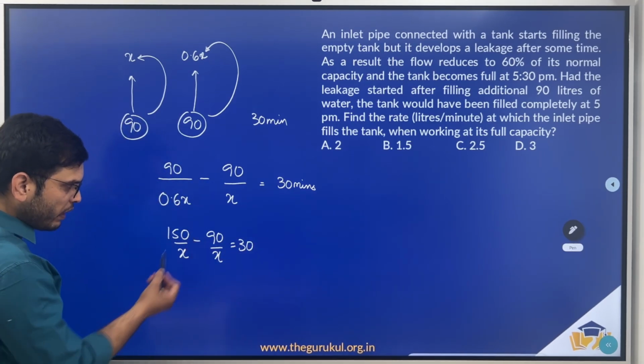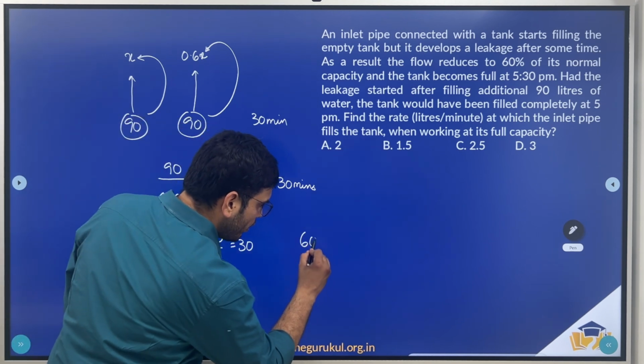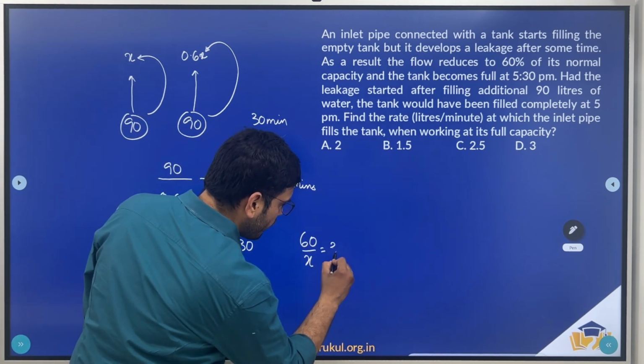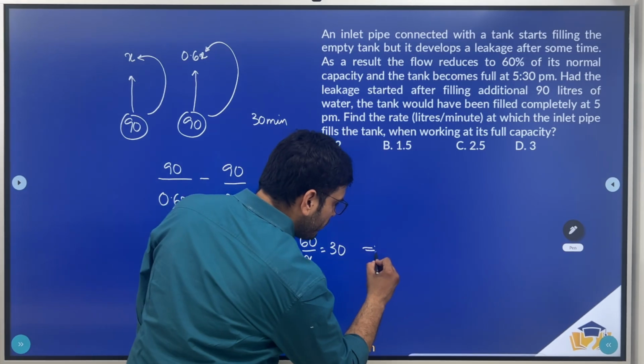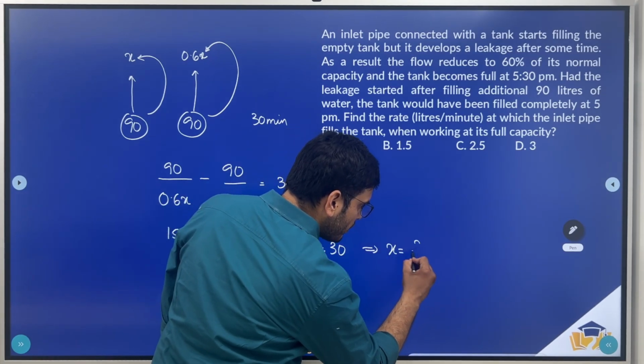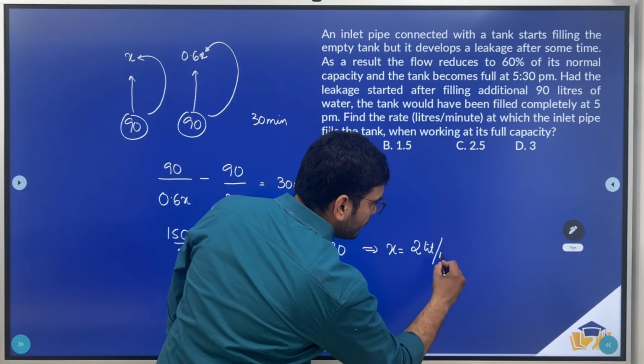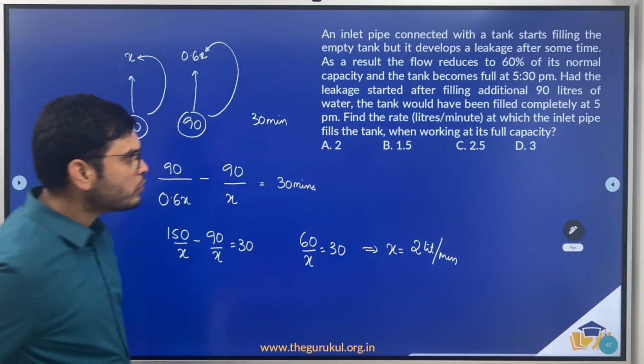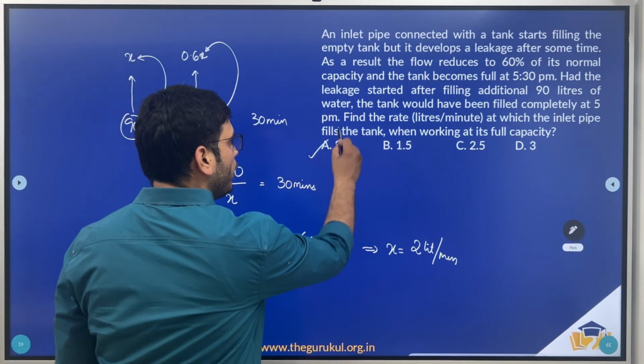Now what is 150 minus 90? 60 by x is equal to 30, which implies x is equal to 60 by 30, which is nothing but 2 liters per minute. So the answer to this question should be option A.